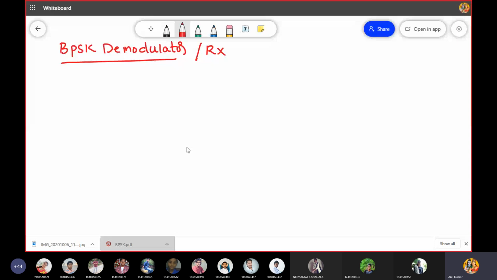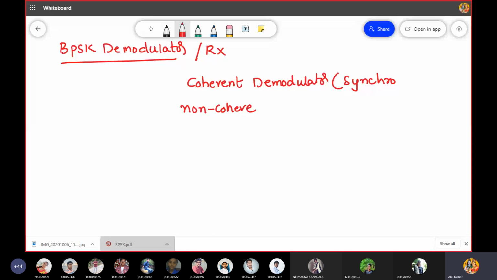What kind of demodulation is it, coherent demodulation or non-coherent demodulation? We have two types of demodulation techniques: coherent demodulation, which is also called synchronous demodulation, and the next one is non-coherent. What is meant by coherent demodulation? Can anyone tell me what is meant by coherent demodulator or synchronous demodulator?